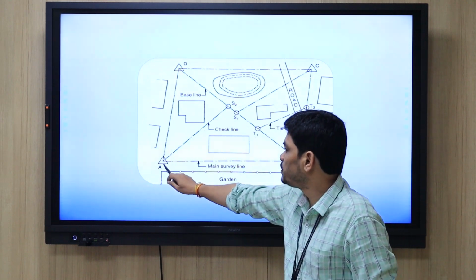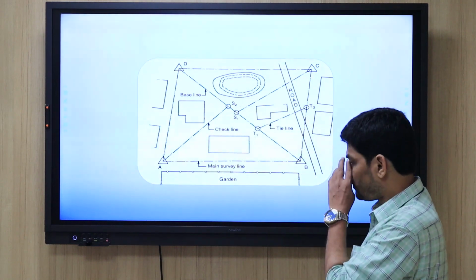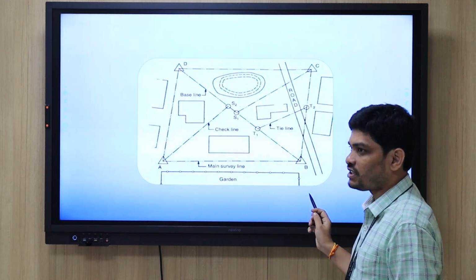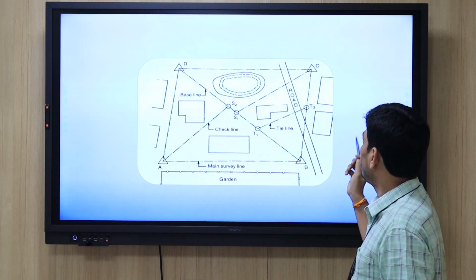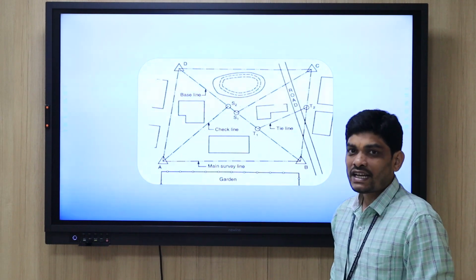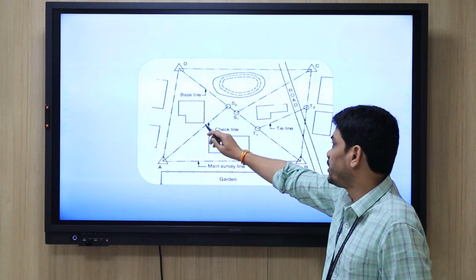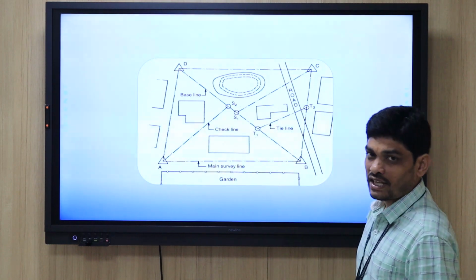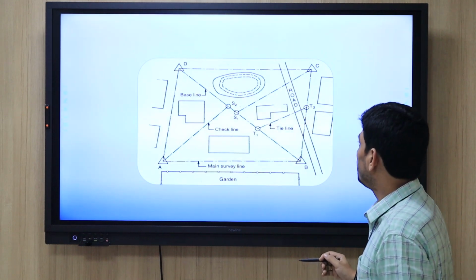Okay, see here, if you observe this point and this point, from this diagram, A, B, C, D are the main survey stations. The line AB is a main survey line, BC is another main survey line, CD is another survey line, and DA is one more survey line. The longest line, mostly the diagonal line, will be the longest. So here the line between B and D is nothing but the base line. The line which is longest is nothing but the base line.